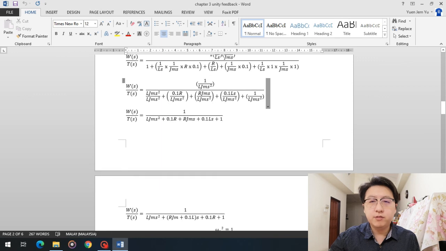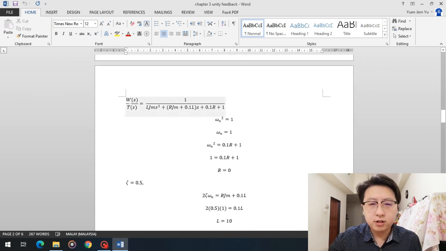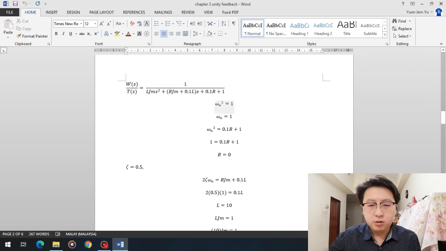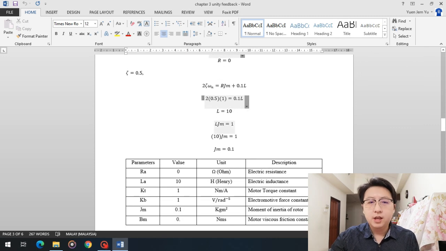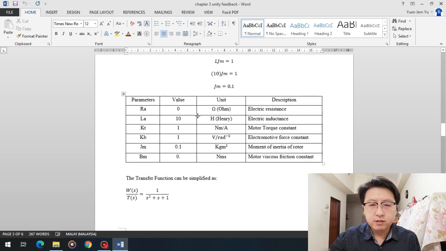where we can compare with the second order control system, where 1 equals omega n squared, 0.1 r plus 1 equals omega n squared, and 2 zeta omega n equals r jm plus 0.1 L. Because we need this to be an underdamped condition, the damping ratio is 0.5. Substituting, we get L equals 10, and L jm equals 1, so 10 jm equals 1, jm is 0.1, and all the parameters are summarized here. So the transfer function is simplified to this.